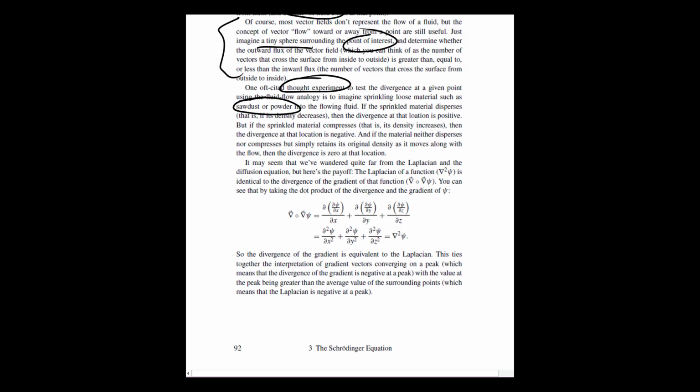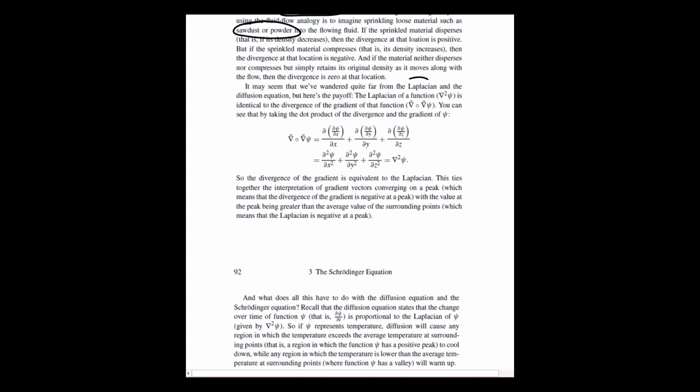Of course, in quantum mechanics, we're not going to be dealing with actual fluid flows, but this idea of understanding the divergence is helpful: imagine at the point of interest some tiny sphere, and imagine whether the outward flux of the vector field is greater than, equal to, or less than the inward flux. The thought experiment usually used for this is to imagine sprinkling some sawdust or powder on the fluid, and if that sprinkled material disperses, that is, if its density decreases, you're at a location of positive divergence. If the material compresses, the density increases, you're at a position of negative divergence.